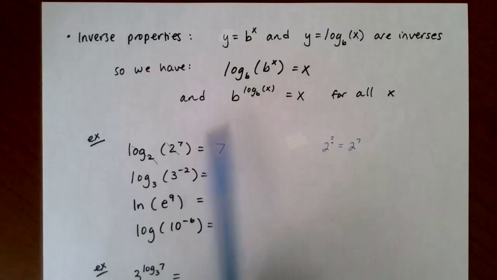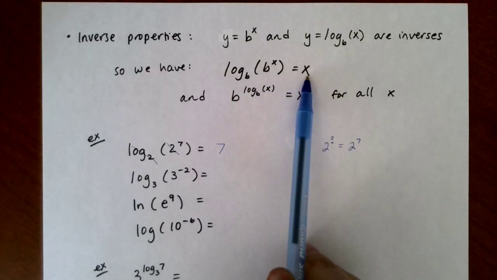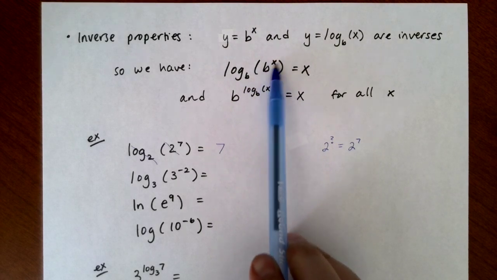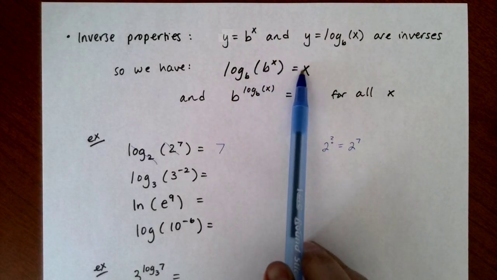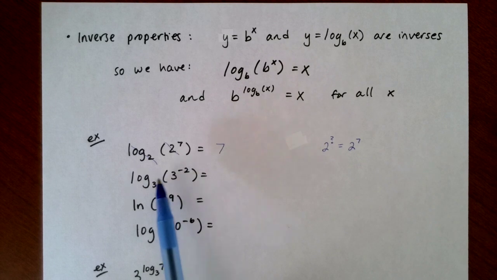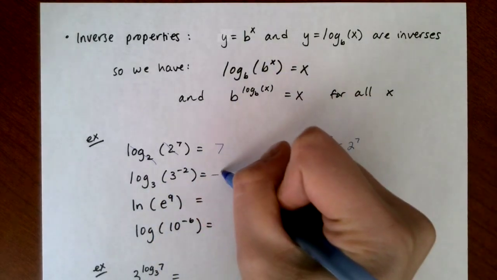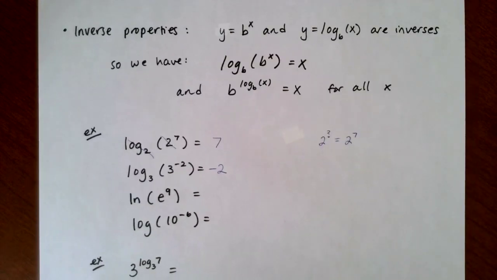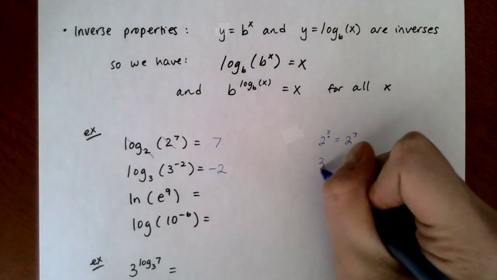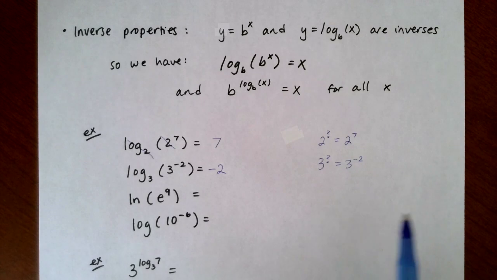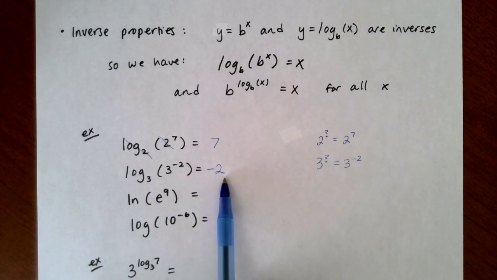So this is showing what this first property was trying to say. So log base 2 of 2 to the 7 just spits out the 7. Same thing here. The log base 3 of 3 to the something is just going to spit out the something. Or you could think about it with the extra step and say, okay, what exponent does 3 need to be 3 to the negative 2? Well, that should be just negative 2.